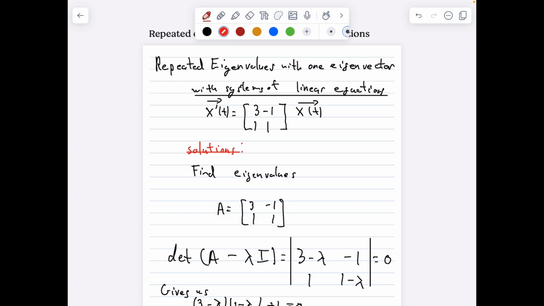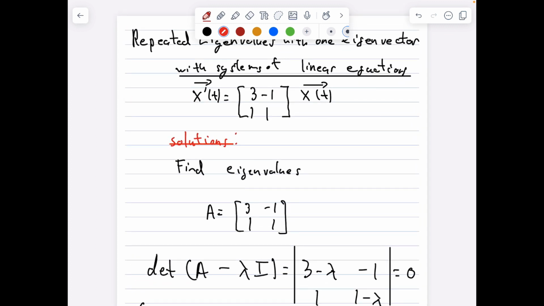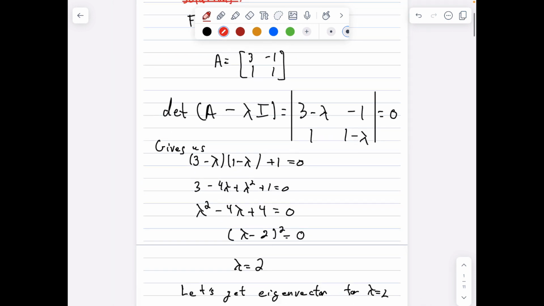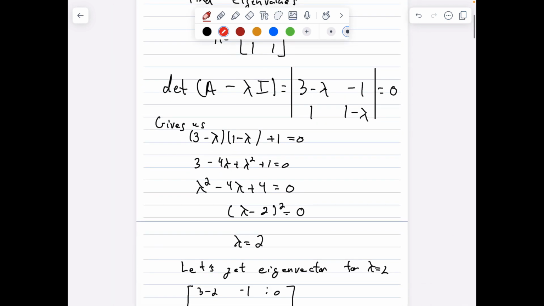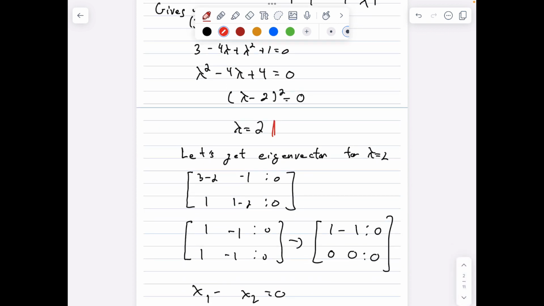So we're trying to solve the system of equations. There are a few ways of solving these, but one way I'm concentrating on here is by using eigenvalues and eigenvectors. To define eigenvalues, you're going to take the coefficient matrix 3, minus 1, 1, 1, and just find the eigenvalues. These are the calculations that I made, and you get lambda equals 2. Now we're going to get the eigenvector when you put lambda equals 2 in.